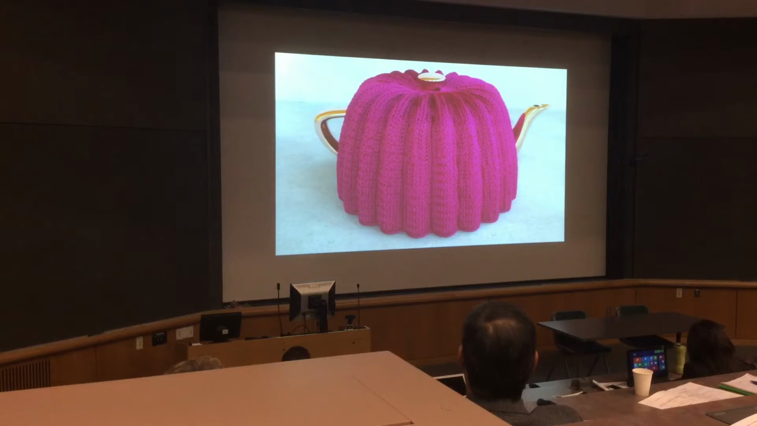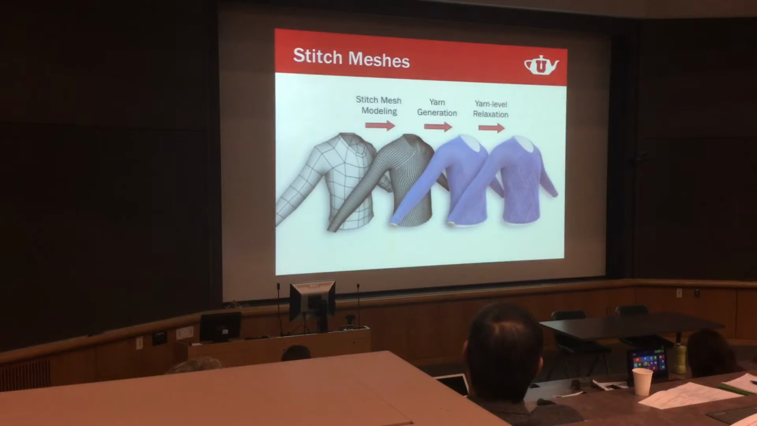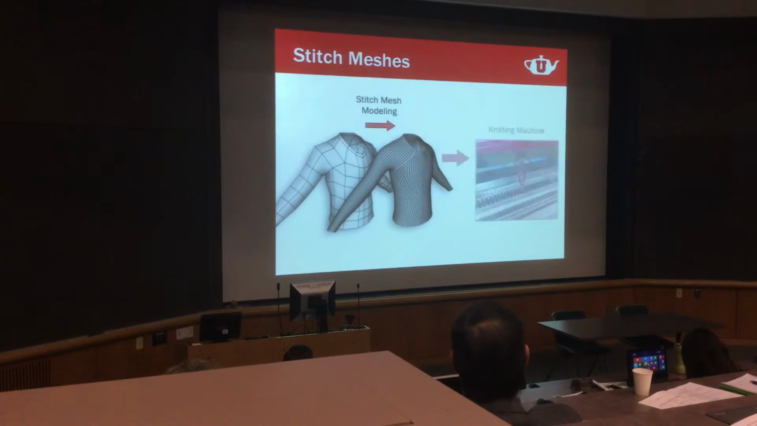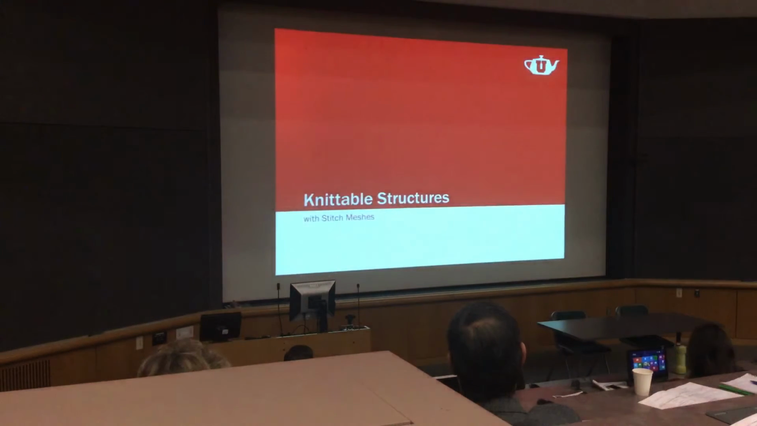But then again, the target of this process was computer graphics. So the question we are trying to answer now is, can we just remove this last piece about the virtual yarn generation and retarget this framework for some other problems, such as controlling a knitting machine, or providing some hand knitting instructions? Well, to be able to go there, we need to make sure that the stitch mesh represents an actually knittable structure.